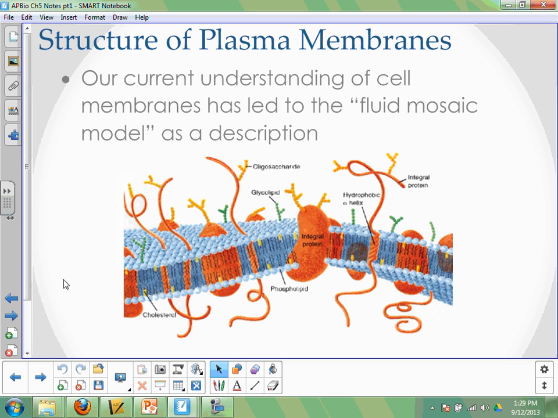In the diagram here, these blue structures are the phospholipids. Those are the phosphate heads that are showing here, and the tails down inside. And then the larger molecules are some proteins and some glycoproteins and some glycolipids and a few different larger molecules involved in some of the functioning of the cell membrane.